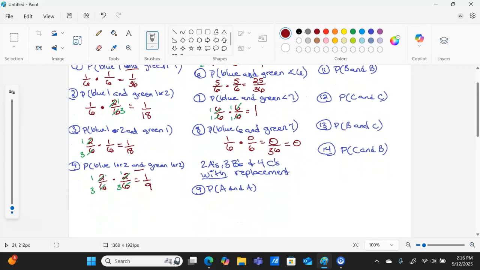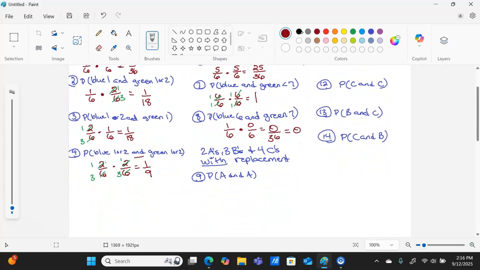And then when you hit number 9, it says you have a bag containing 2 A's, 3 B's, and 4 C's. You replace the first tile in the bag and then choose again, find the probability. So our total is 2 plus 3 is 5 plus 4 is 9. So we have a total of 9. That is going to be the bottom of my fraction.